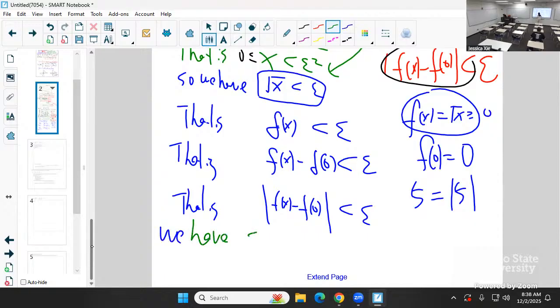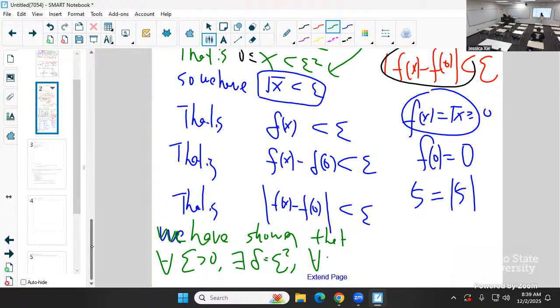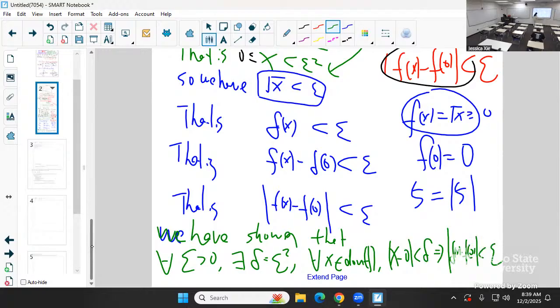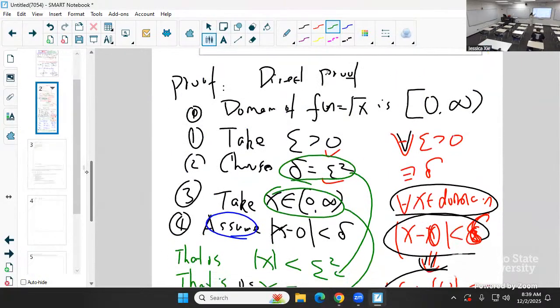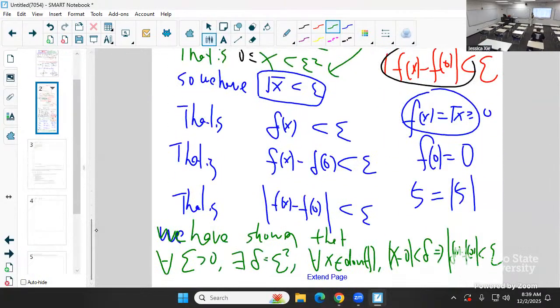We have shown so far that for any epsilon, there exists delta, which is epsilon squared, such that for x from the domain of f, as long as x minus 0 is less than delta, we know f of x minus f of 0 is less than epsilon. We are done. The summary is here. Okay, the summary is what we have done so far. That's it.